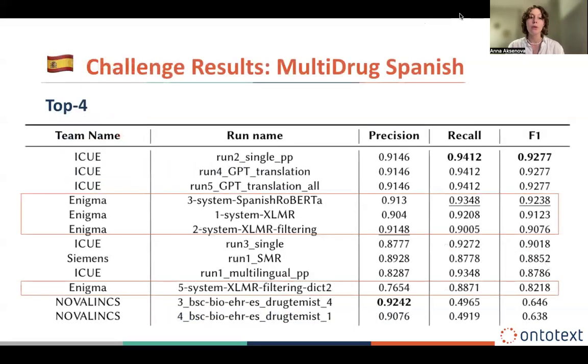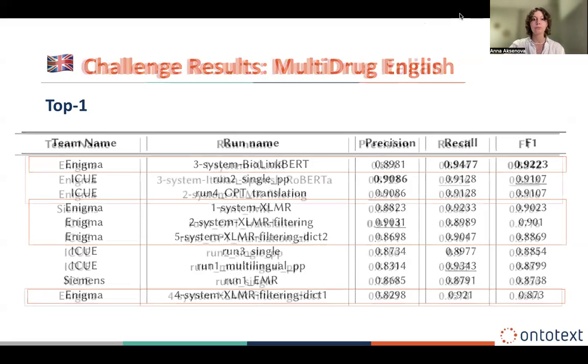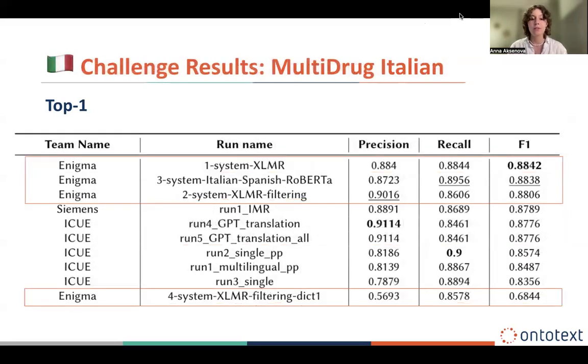And as for the challenge result, we took the absolute fourth place and team second place in the Spanish track with the Spanish monolingual Roberta model as the best model. And then the second model from our submission is the multilingual Aksenova model. Then for English, our BioLinkBERT model-based system took the first place. And the second best of our system is, again, multilingual Aksenova model without any additional modifications. And then for Italian, as I've already said, Aksenova shows the best performance with the monolingual model performing the second best.